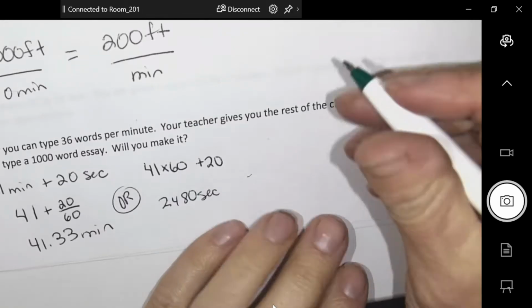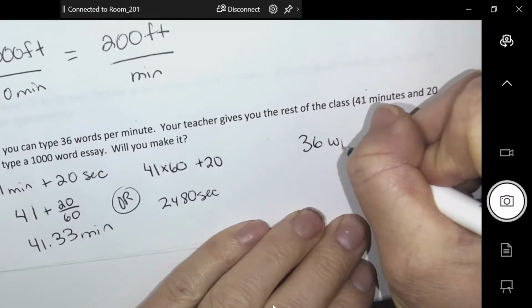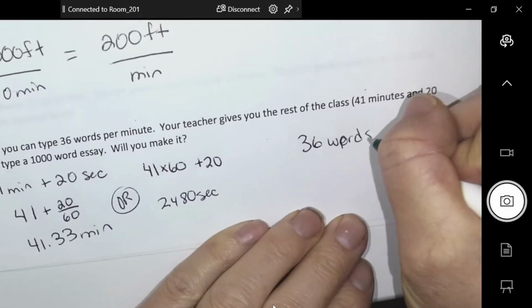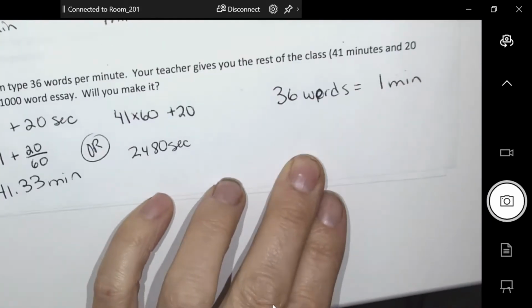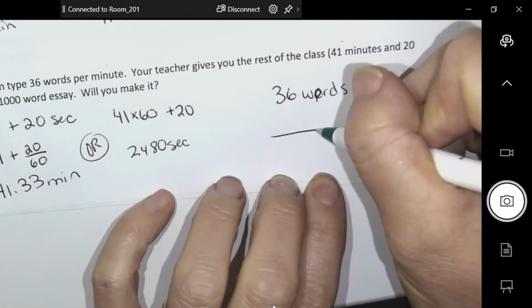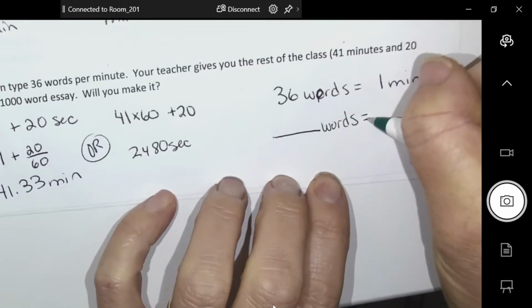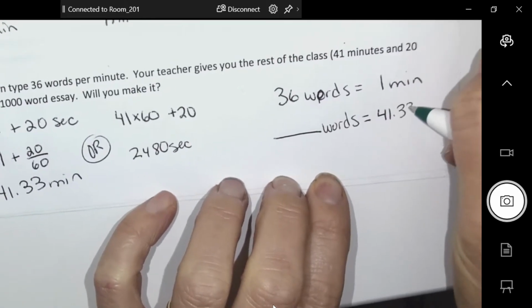Okay, I'm going to do 36 words equals 1 minute. How many words can I type in 41.33 minutes?